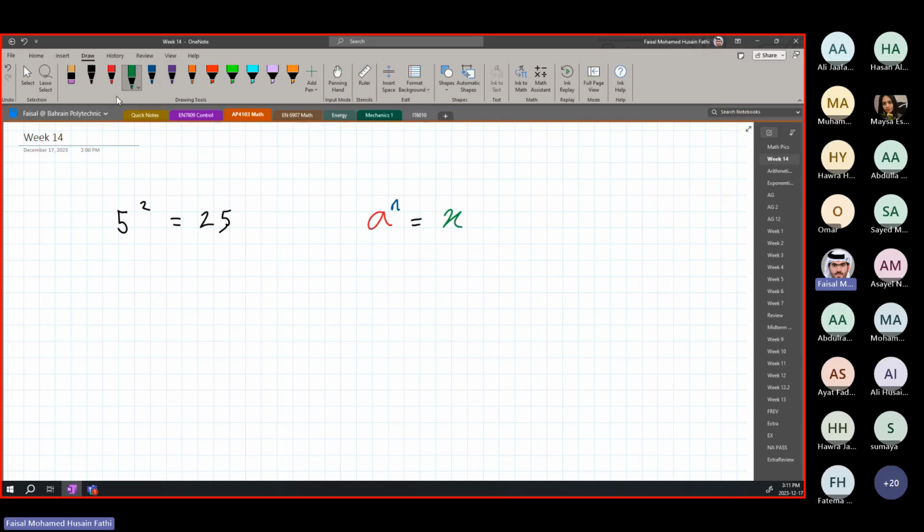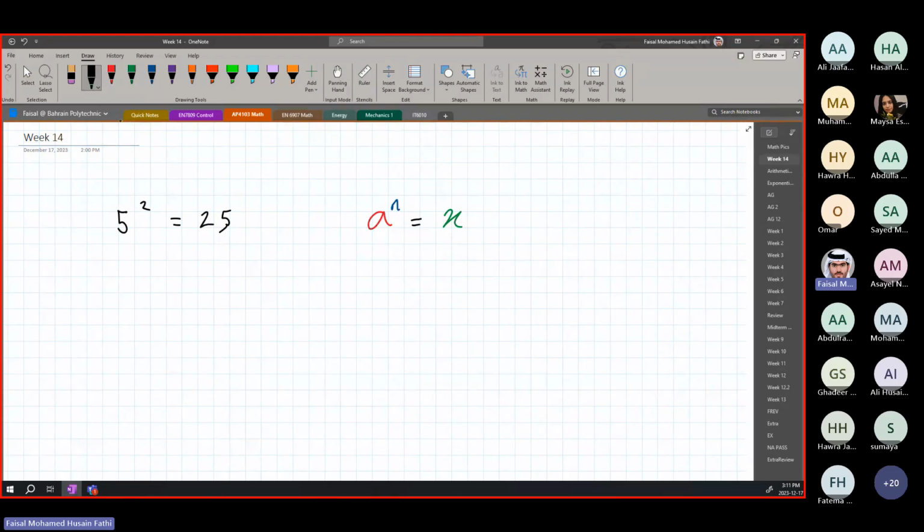Now, we have something called log. Log is just a different way of solving exponential equations. It is usually used to solve exponential equations. So what does that mean? How do we manage to solve equations? We will look at that now.